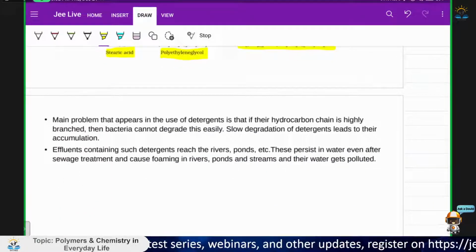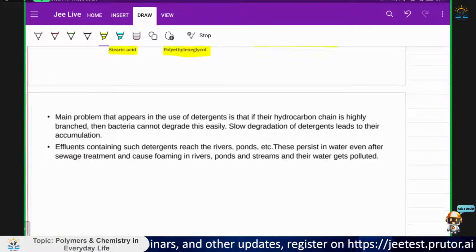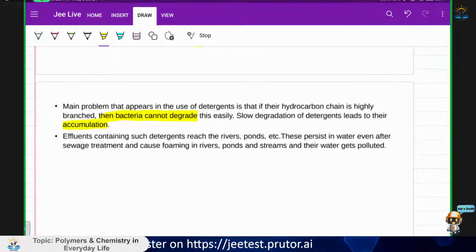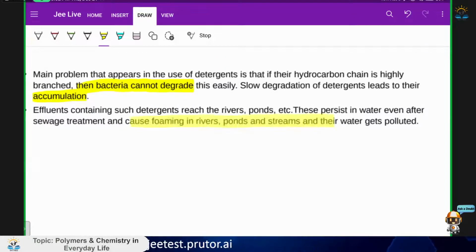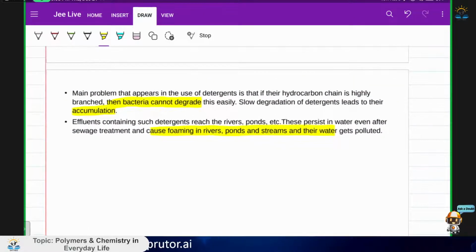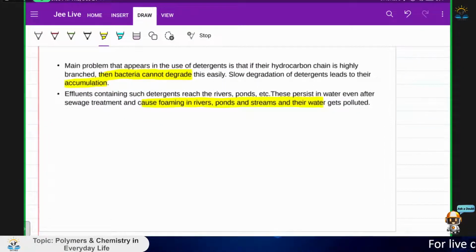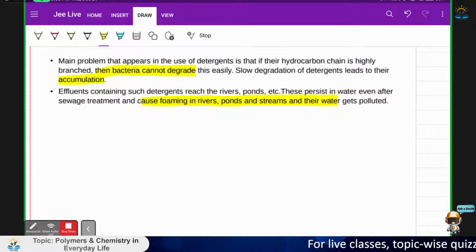The problem with detergents is that if the detergent is highly branched, it cannot be degraded easily by bacteria. So when these are released into natural water bodies, they accumulate and cause foaming in rivers, ponds, and streams. So the government has placed measures to decrease the branching of the detergents so that they can be easily degraded by bacteria. That is all we have to say for this chapter. Thank you all.